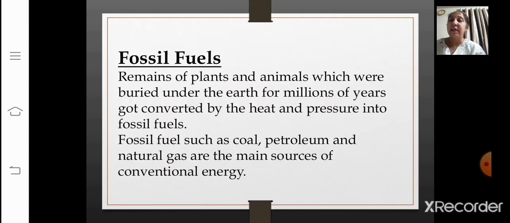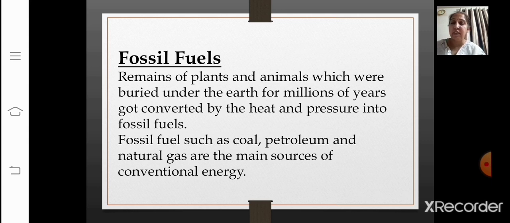Now, next, I told you the important conventional sources of energy. Two important were firewood and fossil fuels. In fossil fuels, now let's see what we are going to learn here. Remains of plants and animals which were buried under the earth for millions of years got converted by the heat and pressure into fossil fuels, such as, now the examples are here, coal, petroleum, and natural gas. These are the main sources of conventional energy.